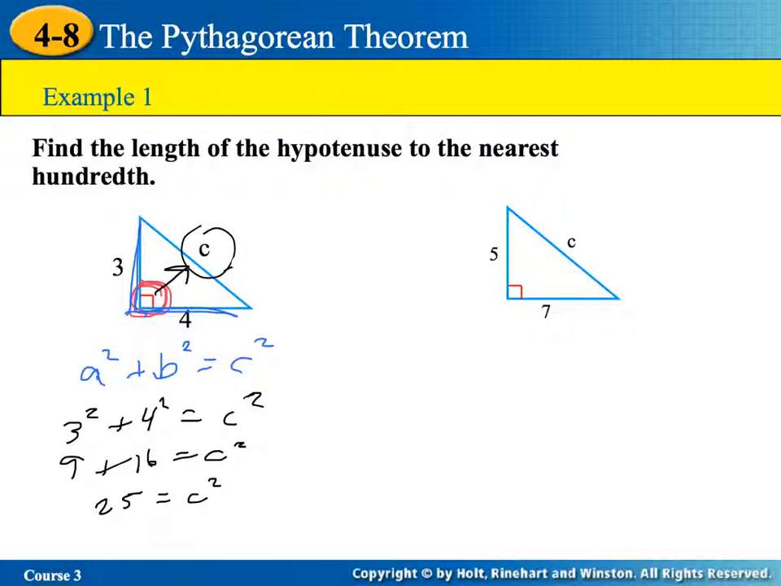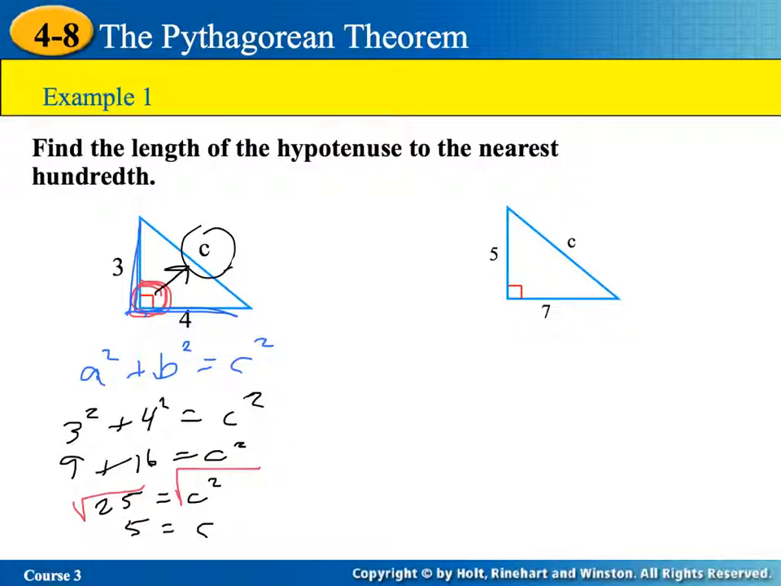So it means C times C, right? The way we undo a square is by taking the square root. Take that square root of our C. And we're going to be dealing with the principal square root, or that positive square root. So, what is C? The square root of 25 is 5.